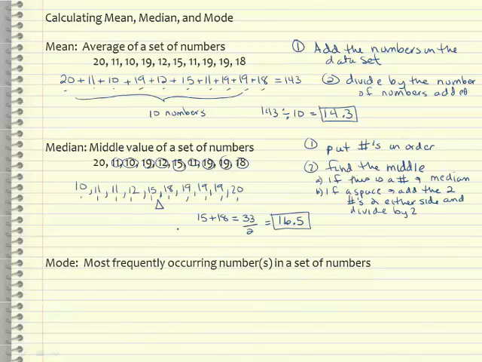And mode is the most frequently occurring number or numbers in a set of numbers. If more than one number occurs the same amount of time, then you can have more than one mode. In this case, we have a 19 that occurs 3 times, so our mode is 19.